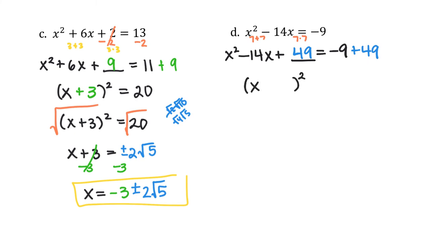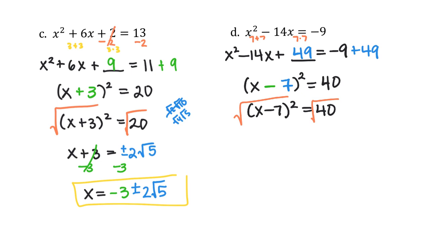So x times x is x squared. 7 times 7 is 49. To get negative 14, it must be minus 7 plus minus 7. If I add up the right side, negative 9 plus 49, 49 minus 9 is 40. Now I'm going to solve using square root. The square root cancels out the squares, so I get x minus 7 equals the square root of 40.